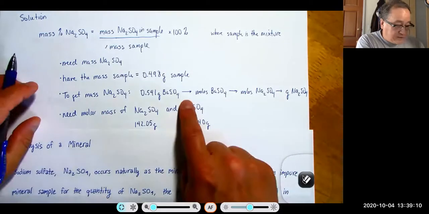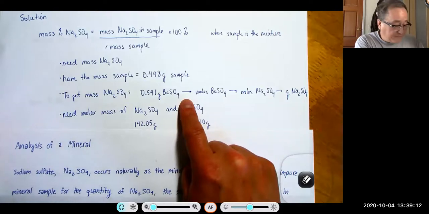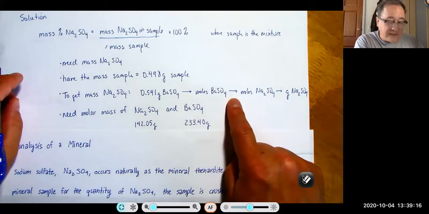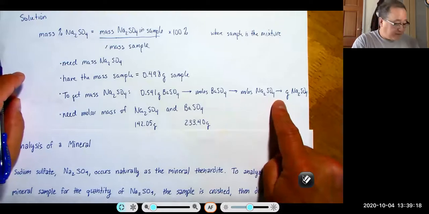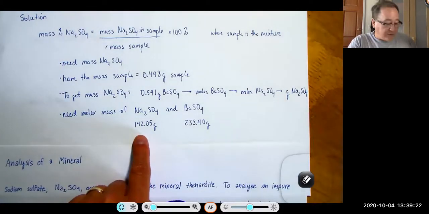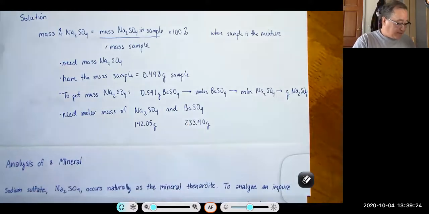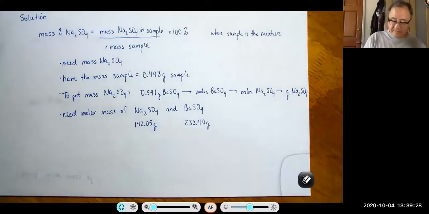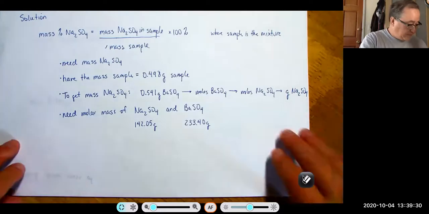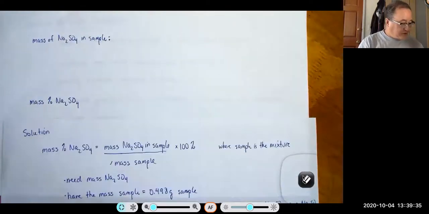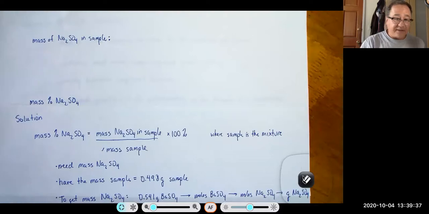Here, we're going to need the molar mass of barium sulfate. Here, we need the coefficients of the balanced equation. And here, we need the molar mass of sodium sulfate. So I've determined the molar masses of sodium sulfate and barium sulfate and have written them here. Okay, so let's see what the solution looks like. So the mass of sodium sulfate in the sample.